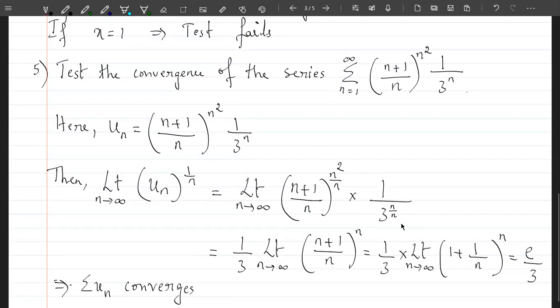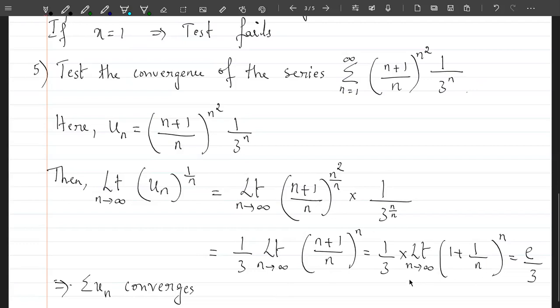3 power n by n is equal to 3 power 1. So I get 1 by 3 over here, and here I get limit n tending to infinity n plus 1 by n square, and n you can cancel, so I get n here. Now this is equal to 1 by 3 into n plus 1 by n. So dividing this numerator by n, I get n by n, that is 1 plus 1 by n.